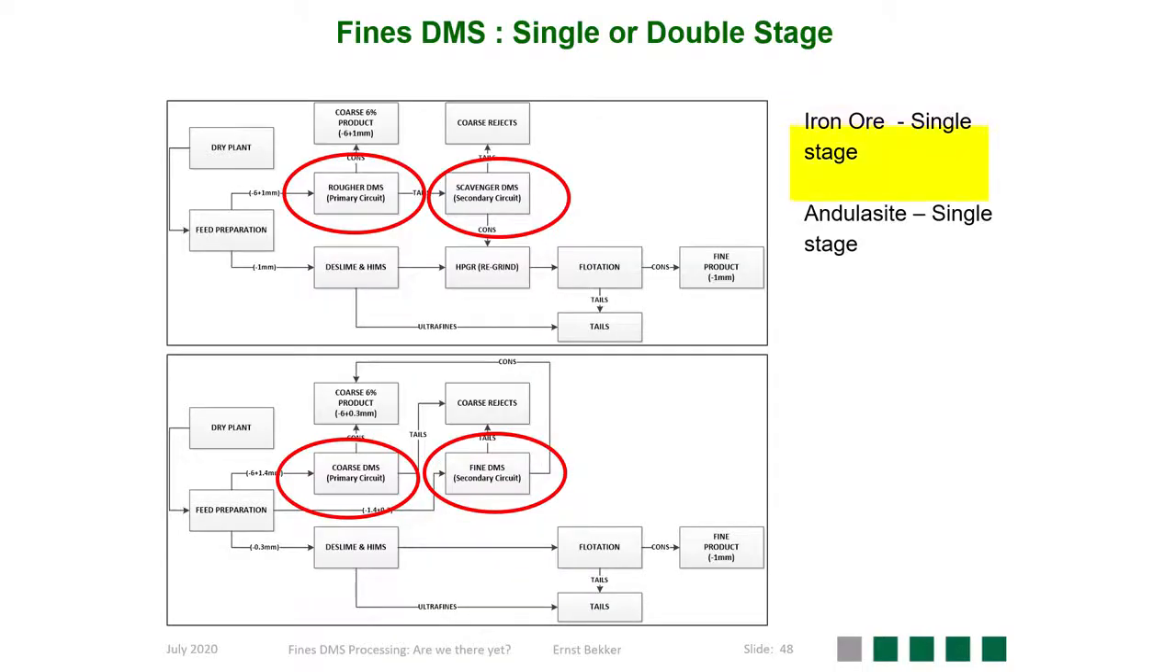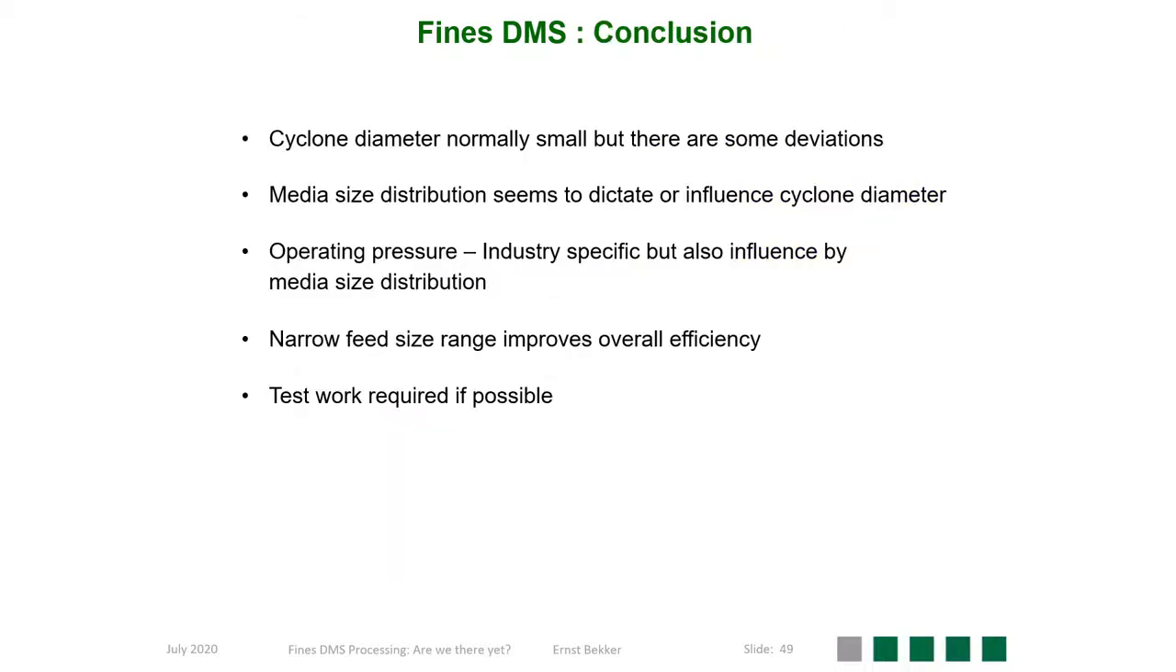The question can be why? And I think one of the main answers is the difficulty of operation. Operating a two-stage dense media process is a bit more complicated than a single-stage dense media process, and if you don't get it right, it defeats the objective. Then single-stage DMS processes are more acceptable. Iron ore and andesite also utilize only a single-stage dense media process.